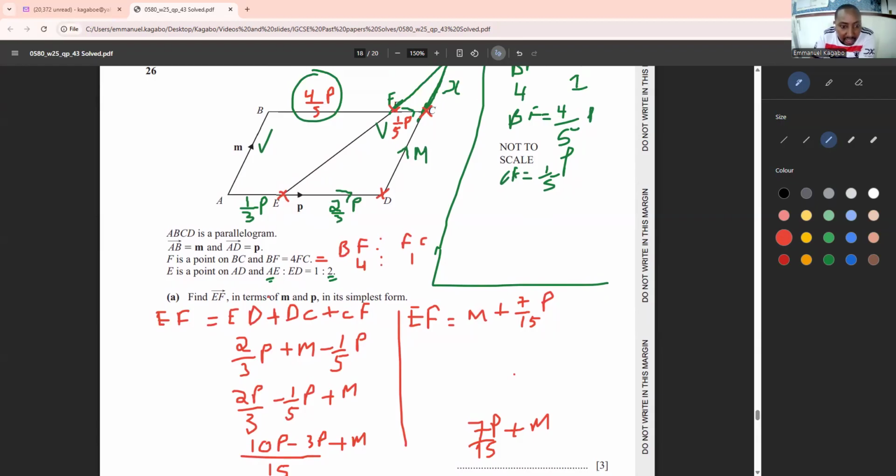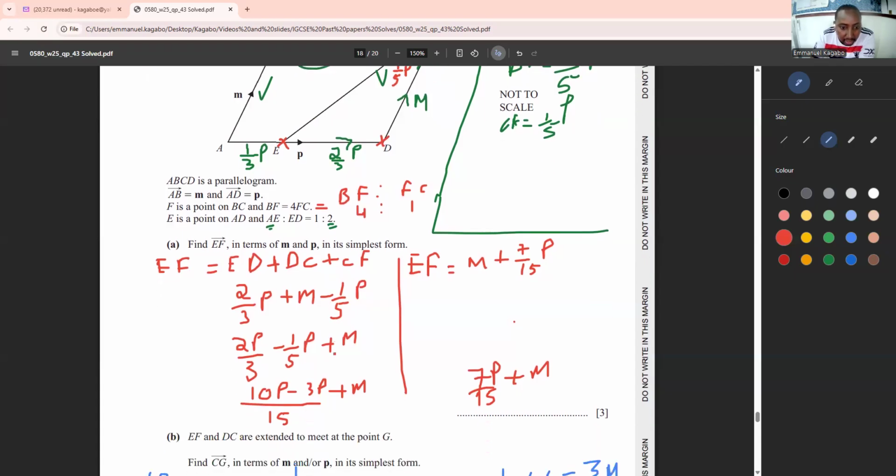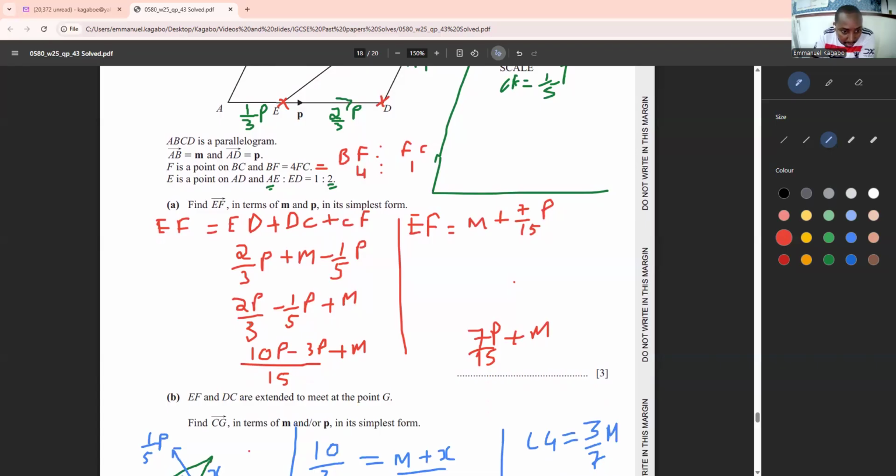Now, from what we have here, ED is 2 over 3P, plus DC, which is M. And because I'm changing the direction, it will be minus 1 over 5P. So we collect like terms: P over 3 minus 1 over 5P plus M. LCM of 3 and 5 will be 15, and then this will give me 10P minus 3P over 15, plus M. When you work that out, it will give you this one, which you can write like this or that.